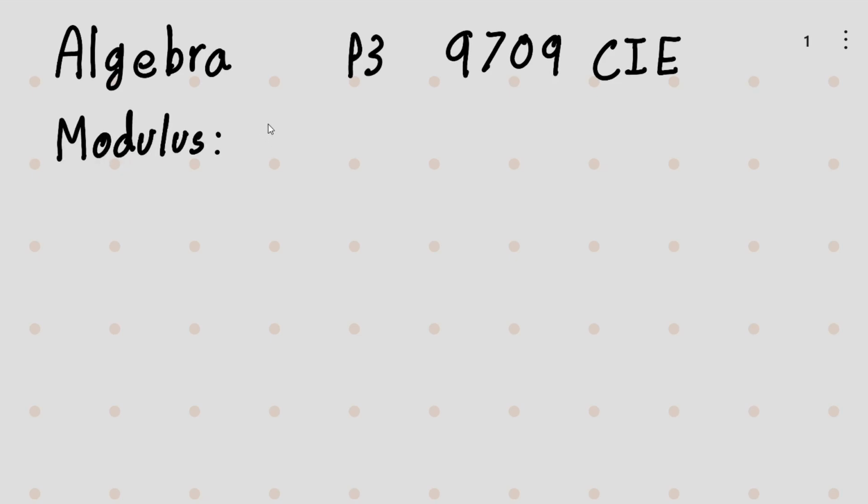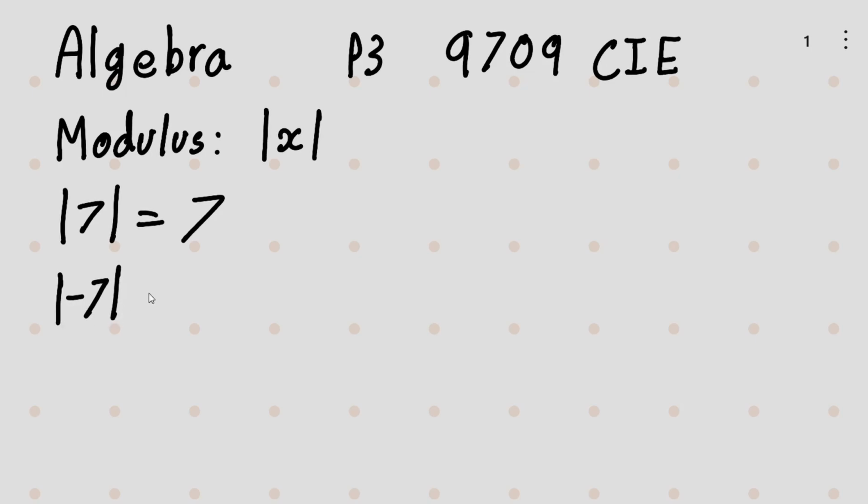So a modulus is usually denoted by a double straight bracket with a function or an equation within the bracket. What this does is that whatever number you have inside, say 7, you're going to get its absolute value, and whatever result this bracket produces will always be positive. So the modulus of 7 will be positive, and the modulus of -7 is also positive.